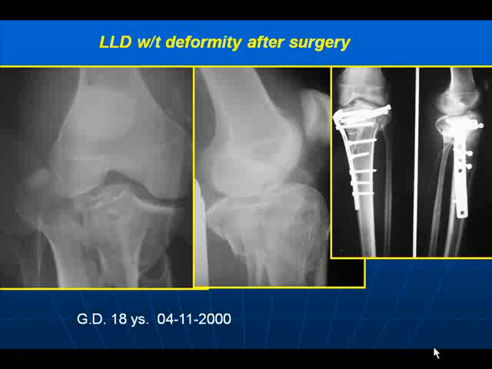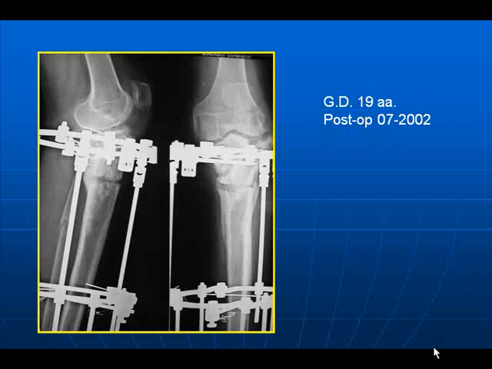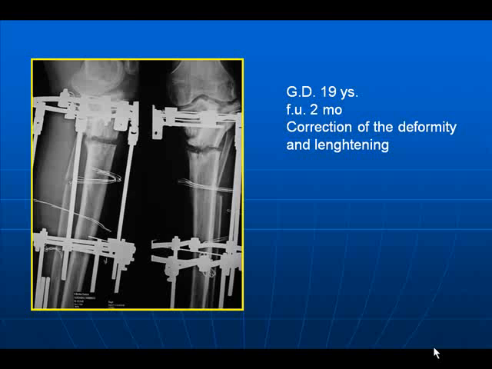Or this case, young man with closed Schatzker 6 proximal tibial fracture, treated with plate, hardware removal, and 1 year and 8 months with varus deformity and shortening. Postoperative control after Ilizarov frame, correction of deformity and lengthening. Final result.